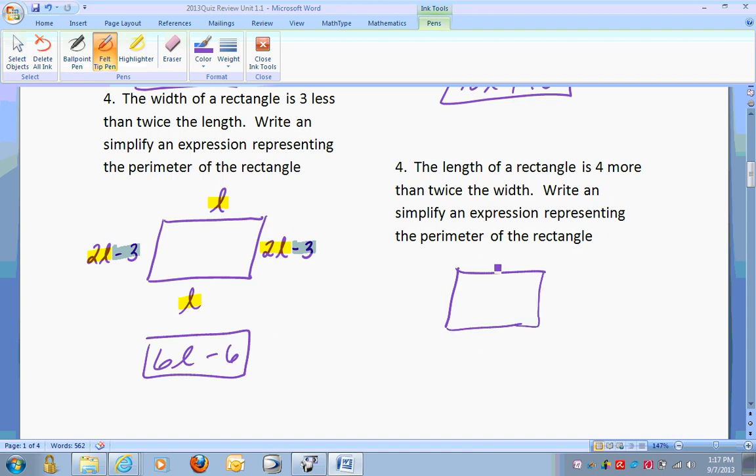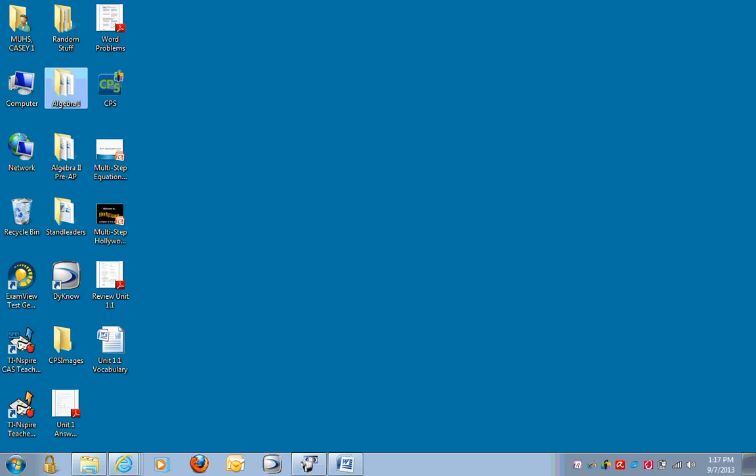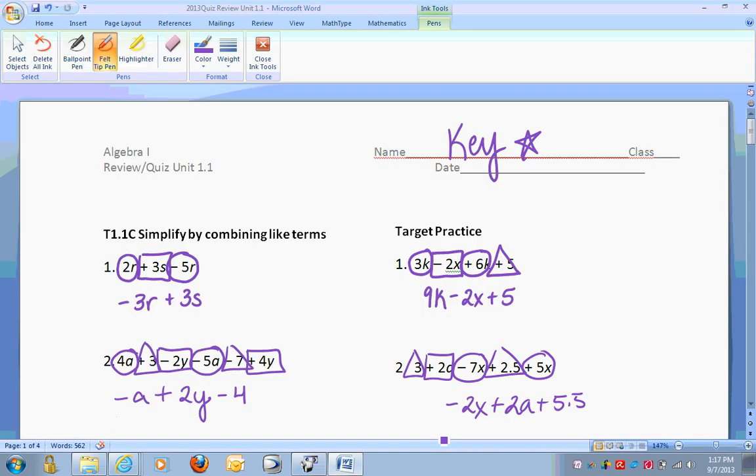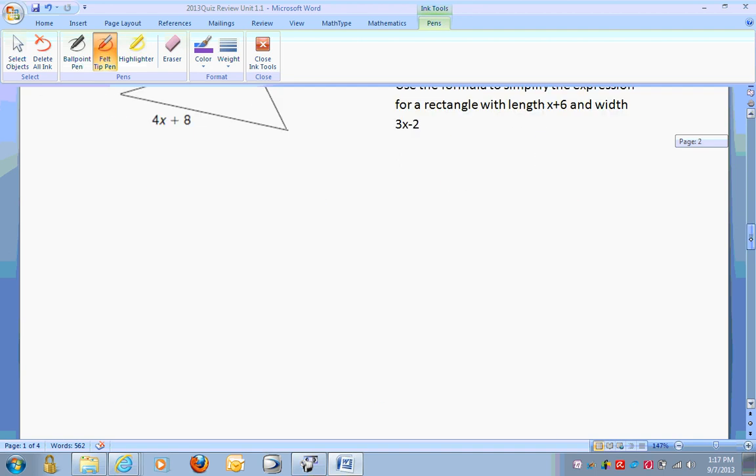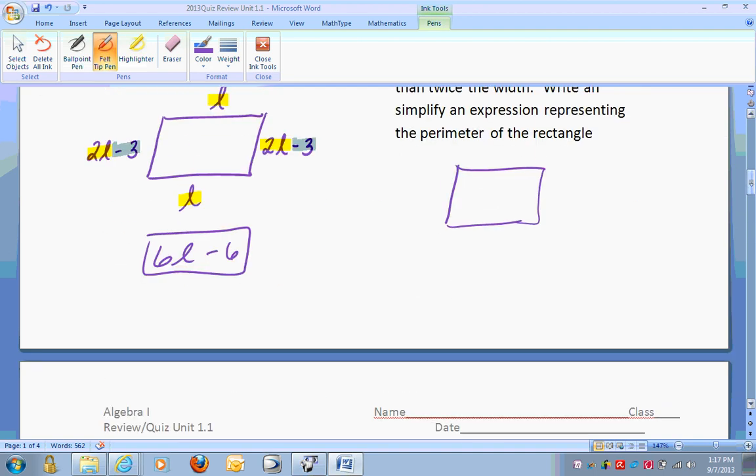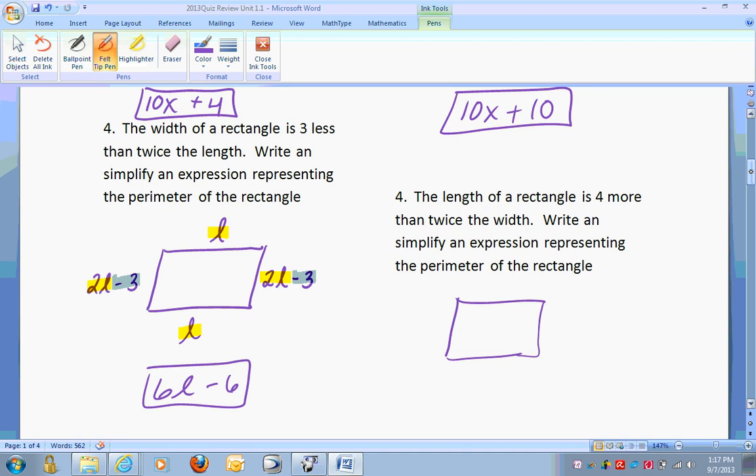It tells me that the length of the rectangle is 4 more than twice the width. So, let's see where I'm at. Sorry, technical difficulties. So now I'm going to label my width, and it tells me the length is 4 more, so you add 4 to twice the width. So 2W is how we represent twice the width.